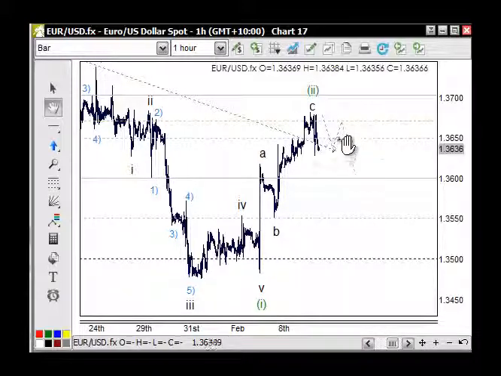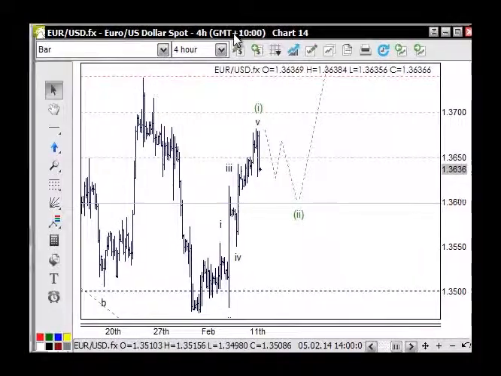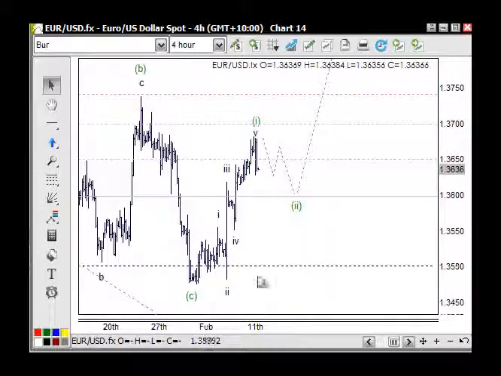So we may just get an A and a B and a C here, and then a move up through here, and then the count would look like this, which we looked at the other day: 1 and 2 to here, the 3, the 4, and the 5 up to here, then an A and a B and a C, and then further upside. So we need to keep this count in mind as well. That's what we're sort of working with. In both cases we'll be looking at 5 waves, 3 waves, and 5 waves. So it still needs to work itself into a corner, but that 80.50 on the US dollar index is critical.